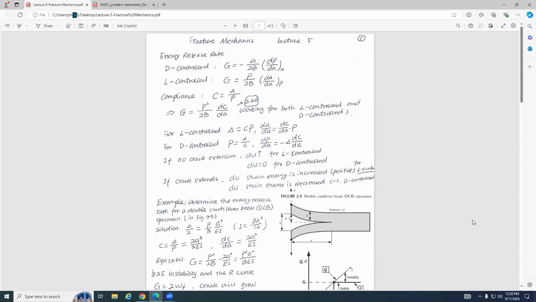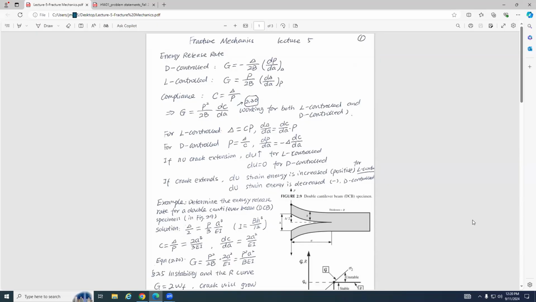It is not load control and not this displacement control. Okay, but that is a different one. I just want to tell you, for this is D control and load control, and this is for a cracked body.